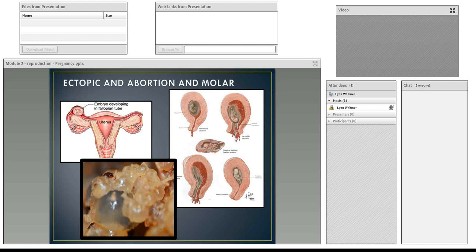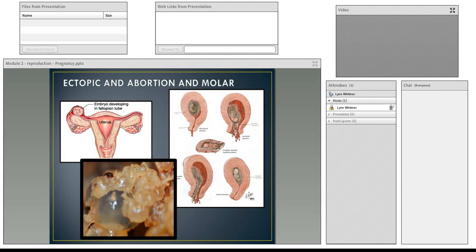So here are some pictures of the ectopic, abortion, and a molar pregnancy. The left-hand corner above is your ectopic, where you can actually see the fetus growing inside the tube. That's a little bit more dramatic than it probably is, but it gives you an idea. If that tube ruptures, it's very vascular, remember, and she can exsanguinate.